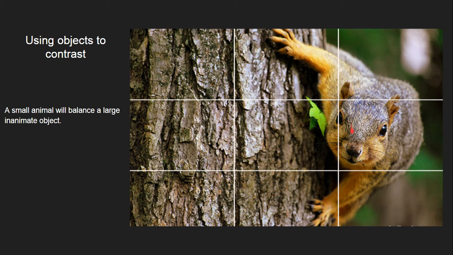So very pleasing picture. I'm drawn this way, following his arm. I don't follow this arm as much. I see the green leaf. It's just a nice balance. So a small animal will balance a large inanimate object. So here's a nice small squirrel balancing a large tree.